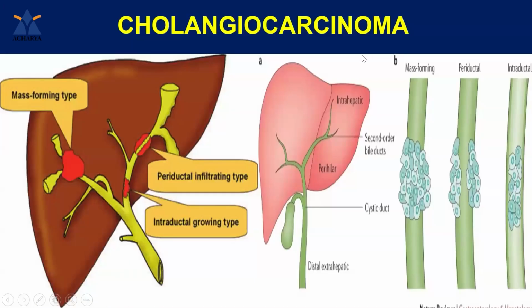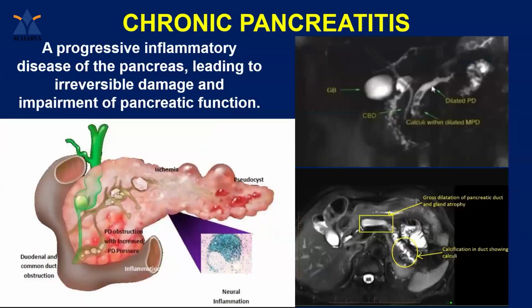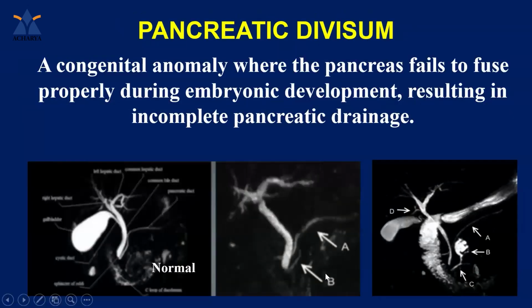Next one is cholangiocarcinoma. It means tumors in the bile duct, and that is called cholangiocarcinoma. This also is very useful, and we can do it in MRCP sequences. Next one is chronic pancreatitis, where the pancreatic duct is obstructed and dilated, and here you can see the pancreas is calcified with a dilated pancreatic duct. And next one is pancreatic divisum. This is an anomaly in the pancreatic duct. Two ducts are there. MRCP is very useful to detect anomalies in the pancreatic duct.